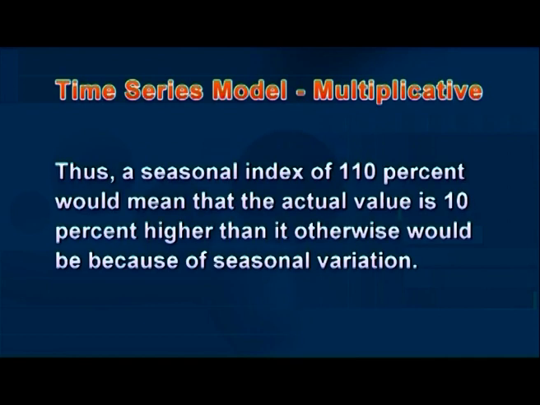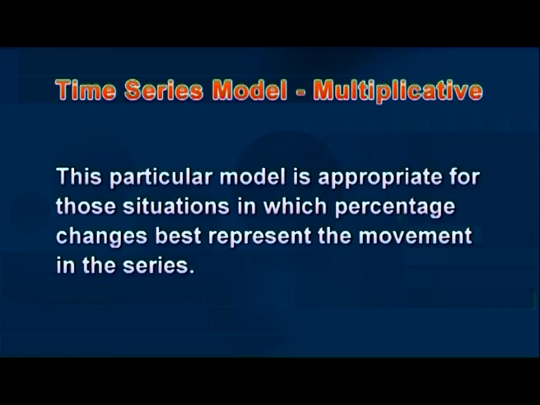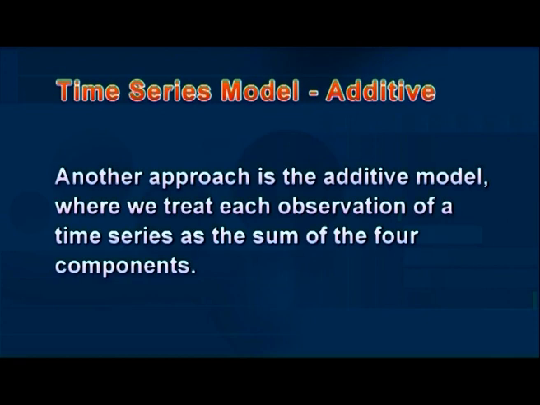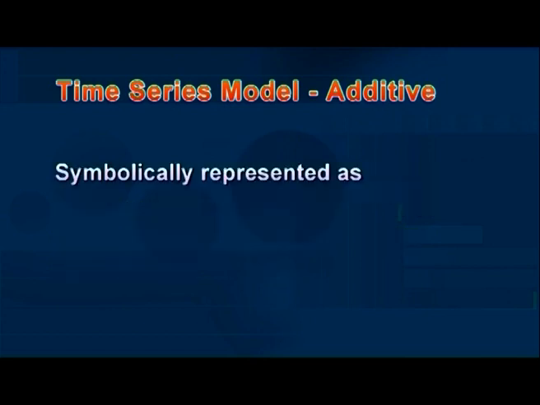Thus, a seasonal index of 110% would mean that the actual value is 10% higher than it otherwise would be because of seasonal variation. This particular model is appropriate for those situations in which the percentage changes best represent the movement in the series. Another approach is the additive model, where we treat each observation of a time series as a sum of the four components. Symbolically represented as Y = T + S + C + I, the time series value is equal to the sum of the trend, seasonal, cyclical, and irregular movements.